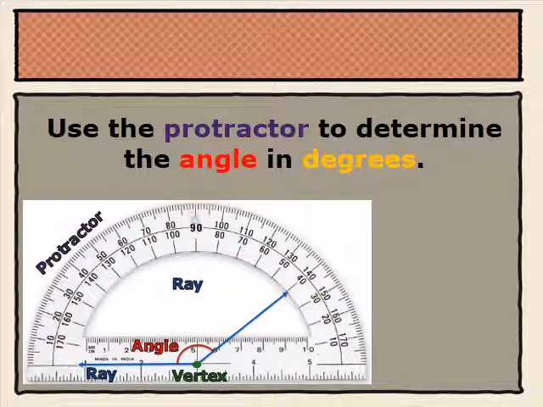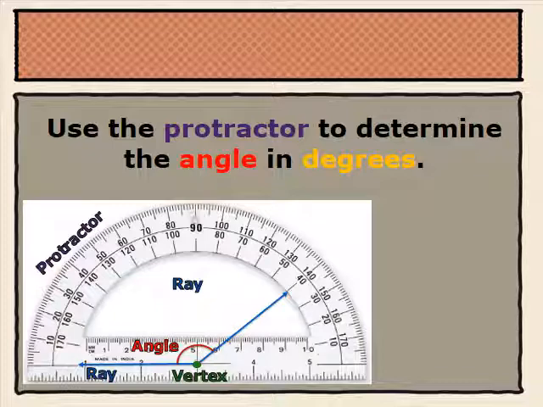Now we'll use a protractor to determine the new angle in degrees. We see that our vertex is at the center mark of our protractor, that one of our rays is lined up with the bottom line at the 0 mark of the protractor, and then we can count up to our second ray. We also can look at our angle and see that it's an obtuse angle. So our measurement in degrees should be larger than 90 degrees.